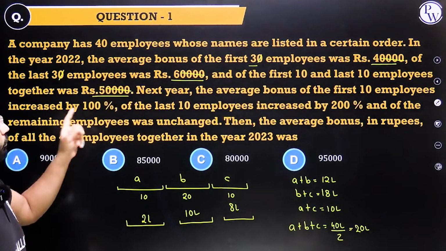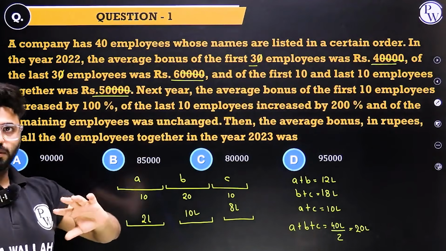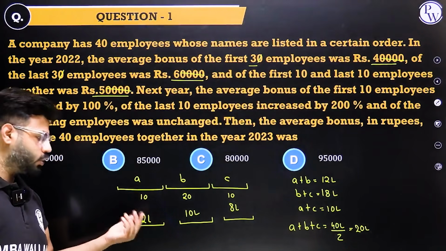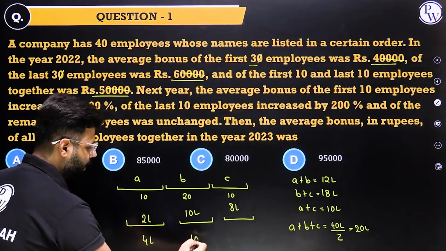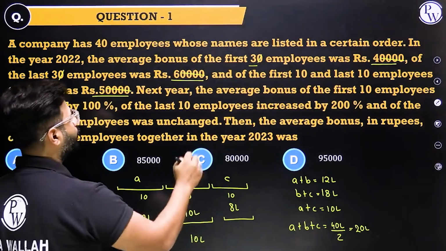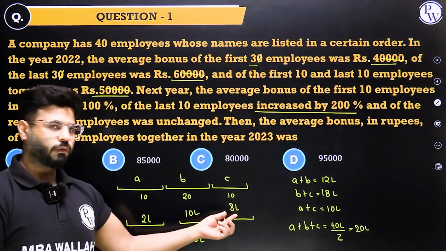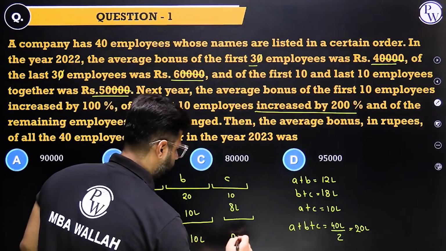Now, if the average bonus of the first 10 employees increased by 100%, that means they were already 2 lakh, 100% is 2 lakh, add 2 lakh, now they stand for 4 lakh. They remain the same as per the question. What happens with the last 10? They increase by 200%. So 200% of this is 16 lakh. Increase it by 16. 16 plus 8, 24 lakh.